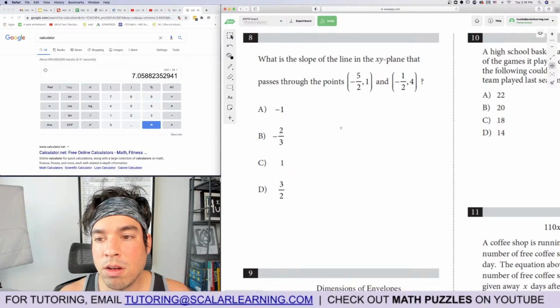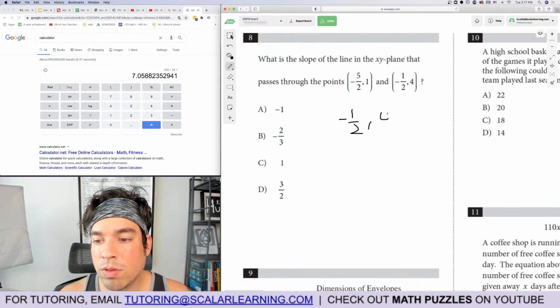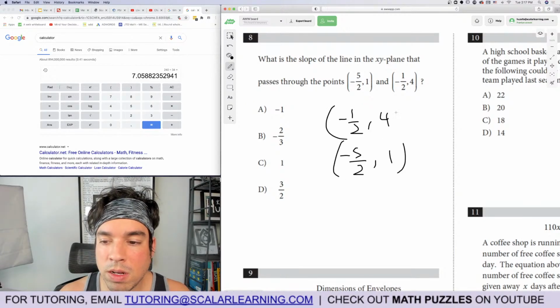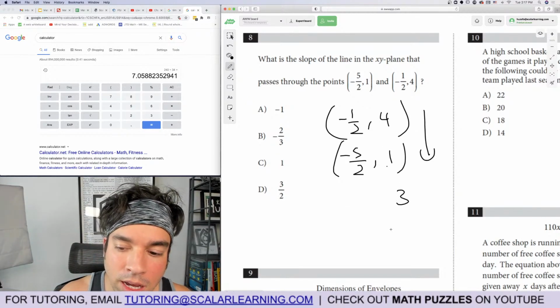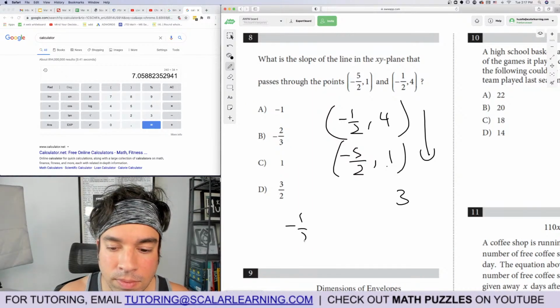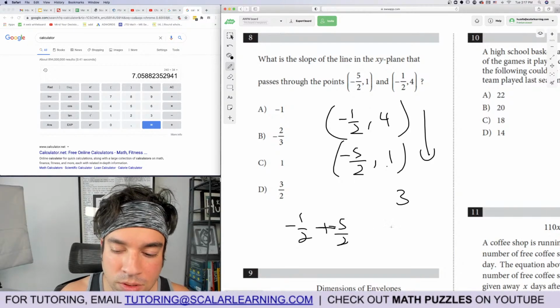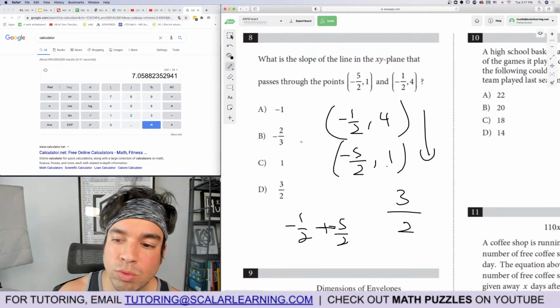What is the slope of the line in the xy plane that passes through these points? So let's just stack them and subtract down like we normally do. I'm not huge on the slope formula; I just like to stack and subtract down. So 4 minus 1 is 3. Negative 1/2 minus negative 5/2, that's plus. Negative 1 plus 5 is 4 over 2, which is just 2. So the slope is 3 over 2.